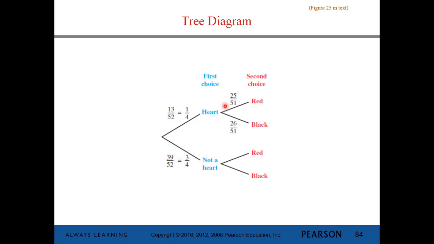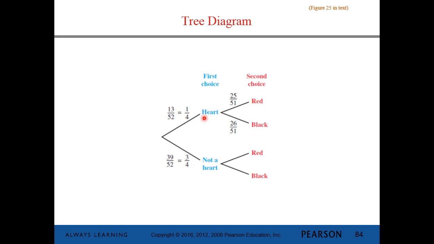Now, after you draw a card, this is the first card. Now how many cards are in the deck? Well, there's only 51 cards. Notice that the probability, it's now only 51, not 52. So notice the denominator went down by 1. So now, on the second choice, what's the probability of getting red?